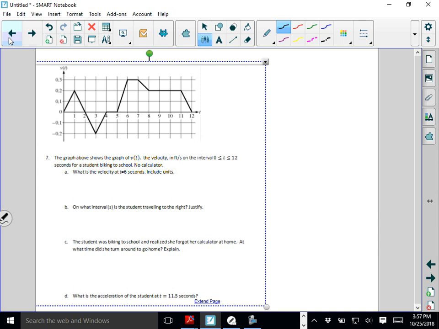Okay, so we're looking at a velocity time graph, and when we take a look at the questions here, we just have to keep in mind that this is a velocity graph. Sometimes it's a good idea, just so you don't forget, to write the word velocity up here. The first question says, what is the velocity at t equals 6 seconds? Include units. This is a very simple question because we have a graph that tells us the velocity at all the times between 0 and 12.